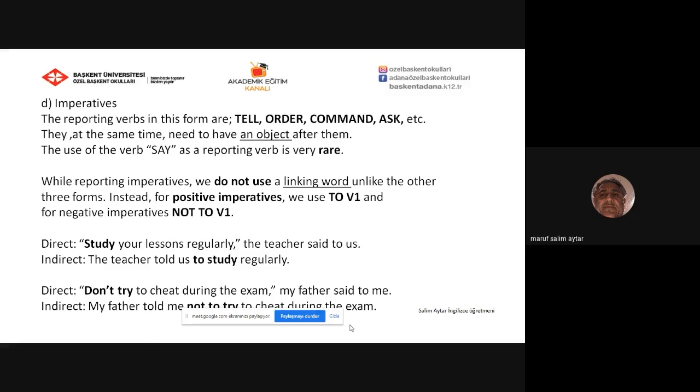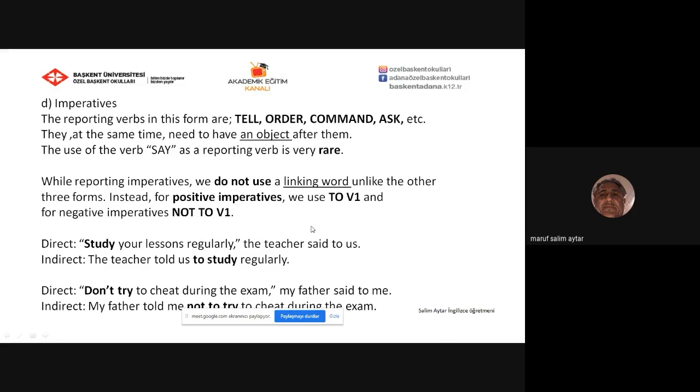The reporting verbs in this form, this time it is the imperatives, are tell, order, command, ask, etc. They, at the same time, need to have an object after them. The use of the verb say as a reporting verb is very rare. While reporting imperatives, we do not use a linking word unlike the other three forms. Instead, for positive imperatives, we use to-infinitive, and for negative ones, not to-infinitive.